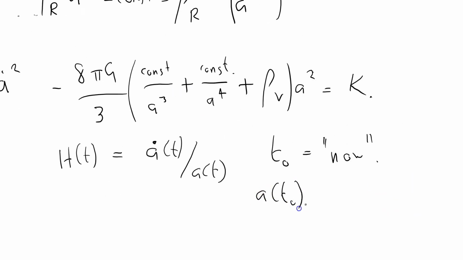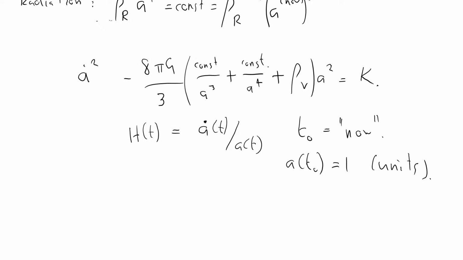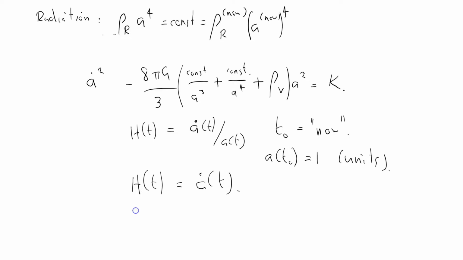And now I'm going to specify that t0 equals now, right now, and I'm going to require that a of t0 equals 1, and that's just a choice of units. That's not difficult at all. So what have we got? The Hubble constant in these units is just a dot of t. Now what else can I do?